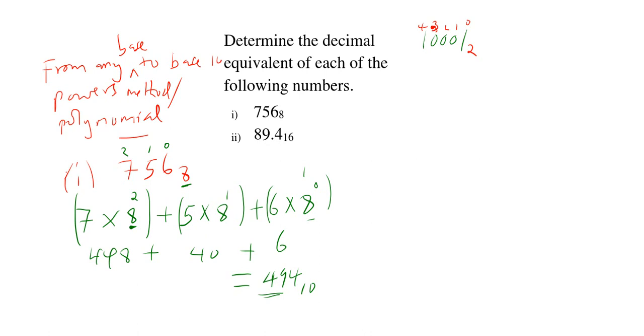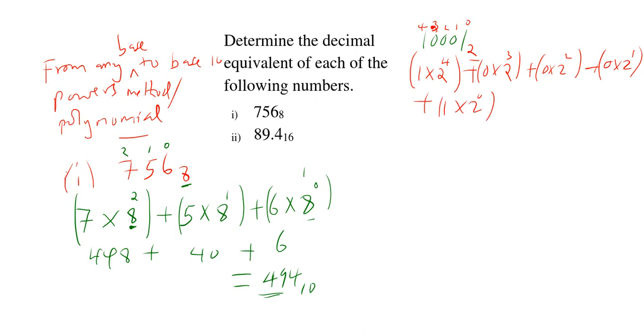So you'll be taking the digit at this particular point, which is 1, where we have 4, and you multiply with the 2, which is the base, power 4, and you add the next, which is 0 times 2 power 3. Next, which is 0 times 2 power 2. Next, which is 0 times 2 power 1. And then you add lastly 1 times 2 power 0. Because I have said from any base to base 10 you use the powers. This is how the powers is applied.